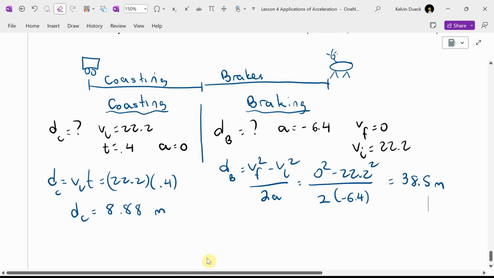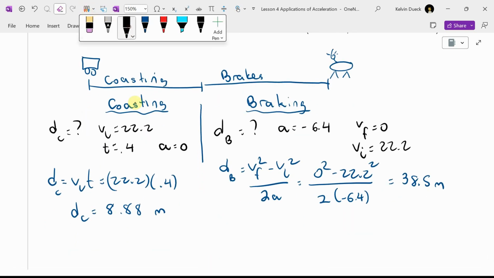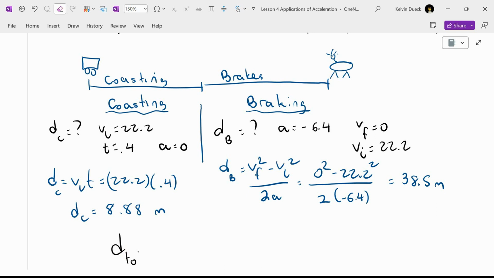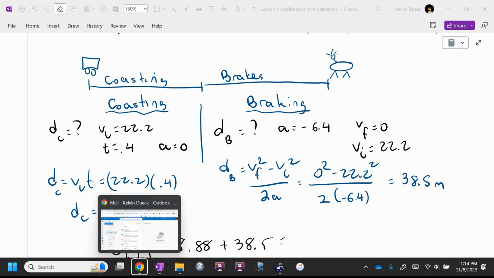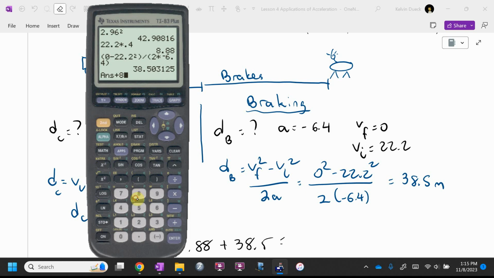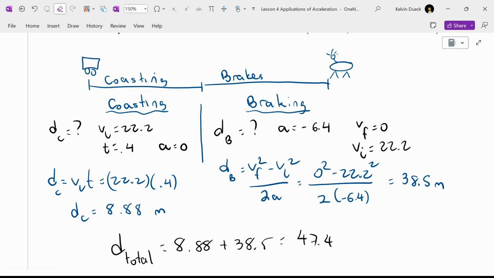And now I can combine the total distance. The total distance is going to be 8.88 plus 38.5. That's my answer button. And I get 47.4 meters, which is less than 50, so the moose will be safe.